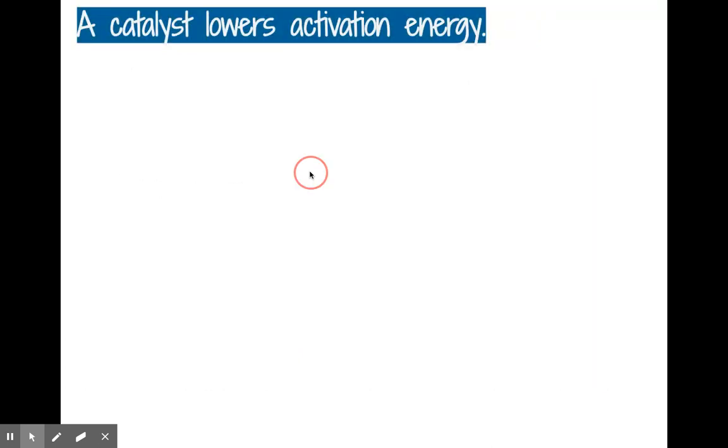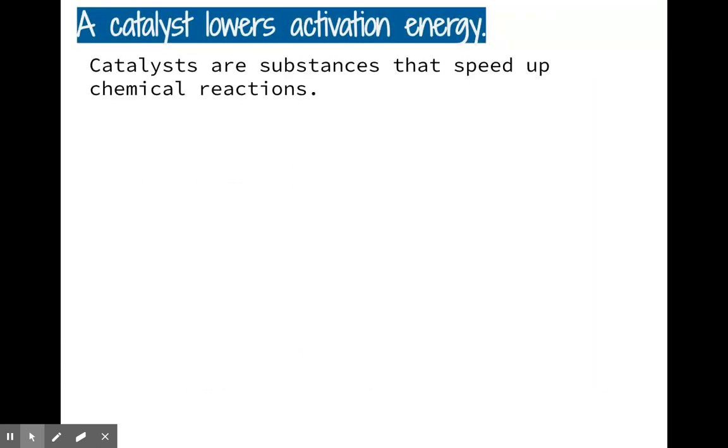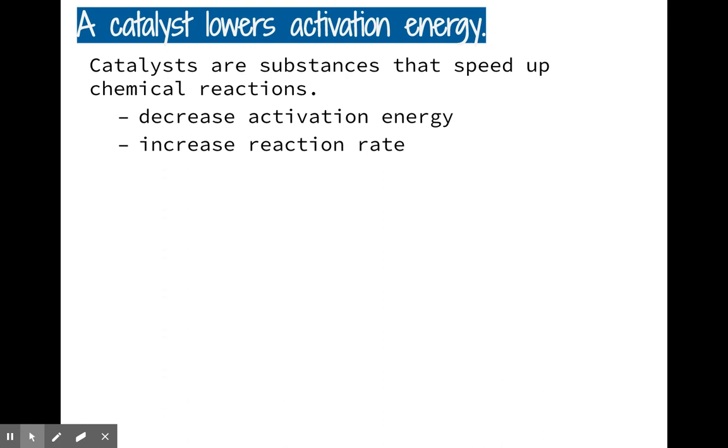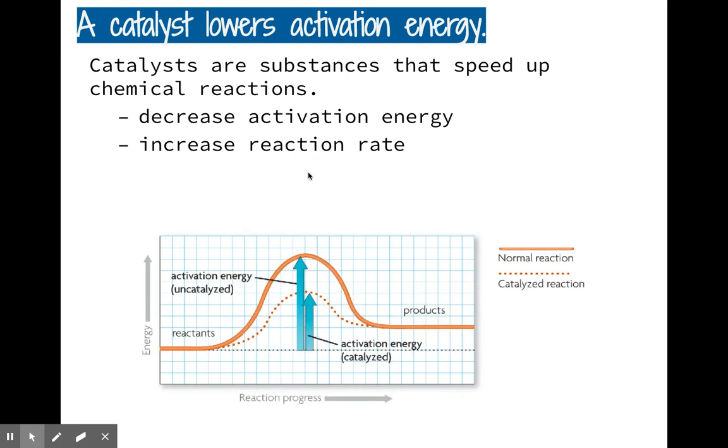A catalyst lowers the activation energy. Catalysts are substances that speed up chemical reactions, and what they help to do is decrease the activation energy and increase the reaction rate. So going back to our example with milk, if you are lactose intolerant, you don't have the enzyme lactase to break up milk. In that instance, your body would have a really hard time and would utilize a whole lot of energy, as we would see here, to break up lactose.